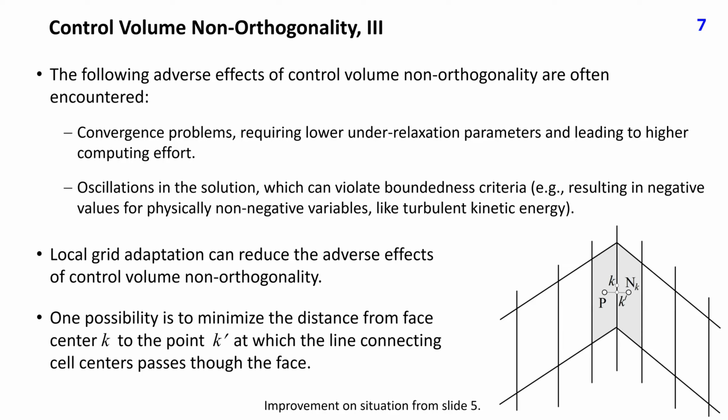One possibility is to minimize the distance from face center K to the point K prime at which the line connecting cell centers passes through the face. For example, if the quadrilateral control volumes from the example shown on slide 5 are twice refined only in the direction parallel to the face at which grid line changed direction, an improvement is achieved. The point at which the line connecting cell centers on either side of the common face passes through the face is now much closer to the face center.